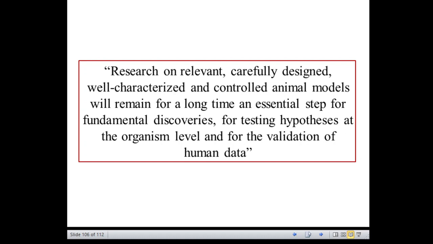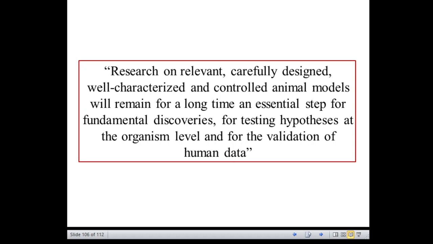And there is a quote on the relevance of animal models to biological research. The quote is: research on relevant, carefully designed, well characterized and controlled animal models will remain for a long time an essential step for fundamental discoveries, for testing hypotheses at the organism level, and for the validation of human data.